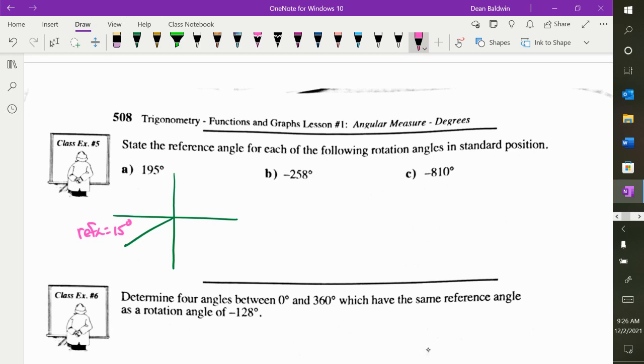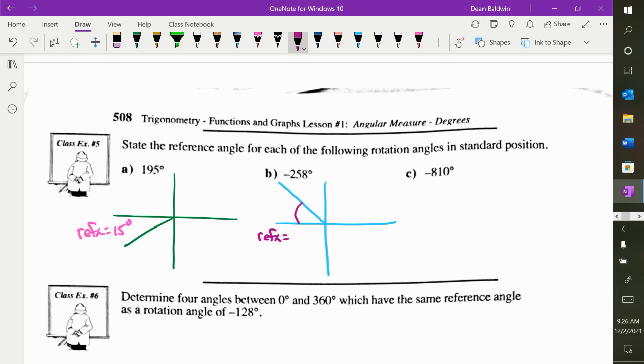Okay. Negative 258. What quadrant am I in? Quadrant 2, right? Because you're going in the negative direction. Reference angle is always positive and to the closest x-axis. So it's this bit right here. What's my reference angle?